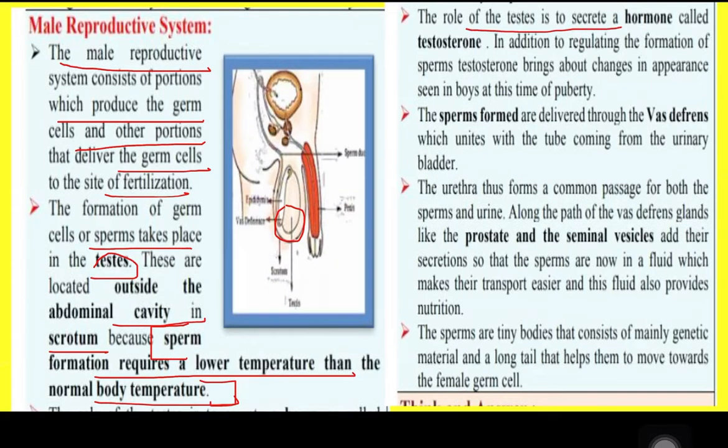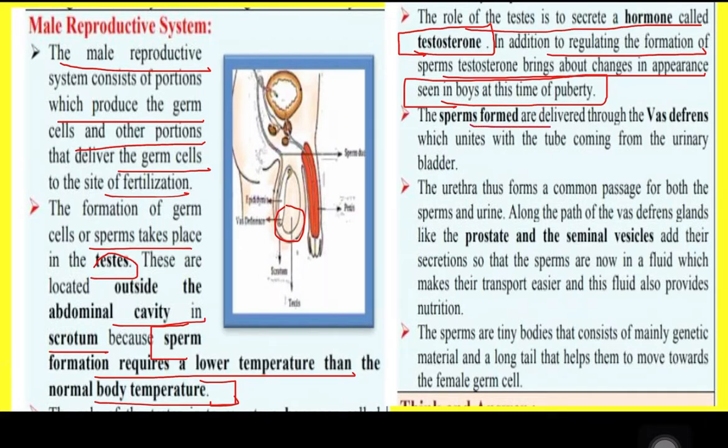The role of the testes is to secrete a hormone called testosterone. This is the only sex hormone in the case of males. In addition to regulating the formation of sperm, testosterone brings about the changes in appearance seen in boys at the time of puberty. The coming of mustache, beard, and all other masculine features which appear in boys is due to this hormone.